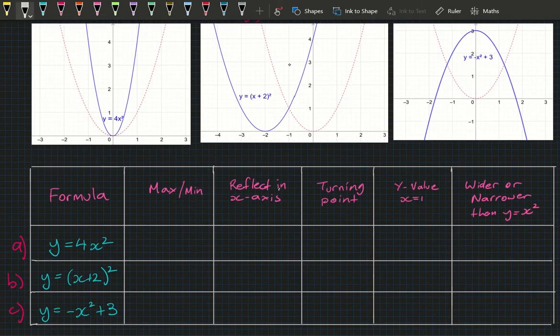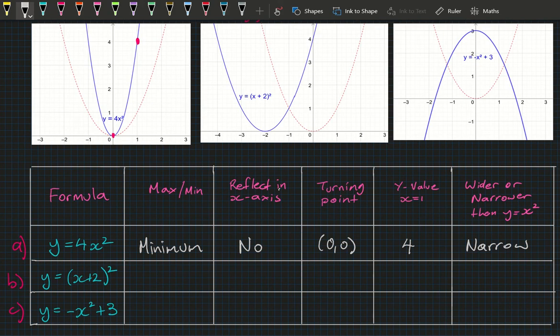So for part A, y equals 4x squared. Does it have a maximum or minimum? Well, it's a positive one going up, so there is a lowest y value, therefore it's a minimum. Is it reflected in the x-axis, i.e. is it positive or negative? And the answer is no. What is the turning point? Well, it actually happens to be at (0, 0). Let me mark that in. What is the y value when x equals 1? Well, that's 4. And let me mark that in. And is it wider or narrower than y equals x squared? Well, it's definitely narrow. That's because we've got an a value greater than 1, which is 4.